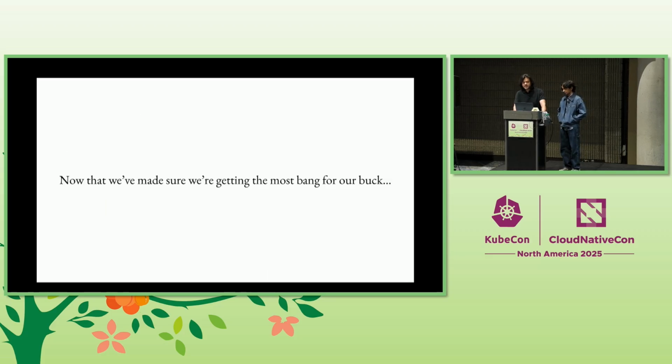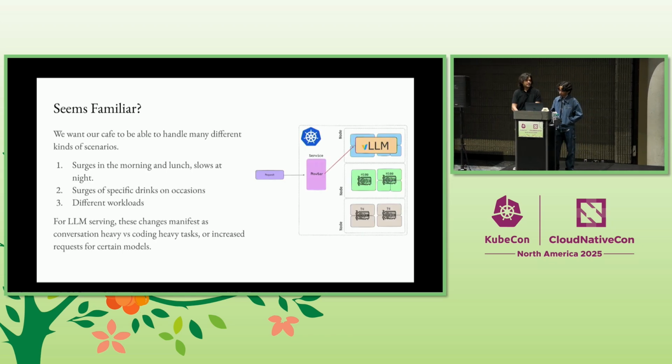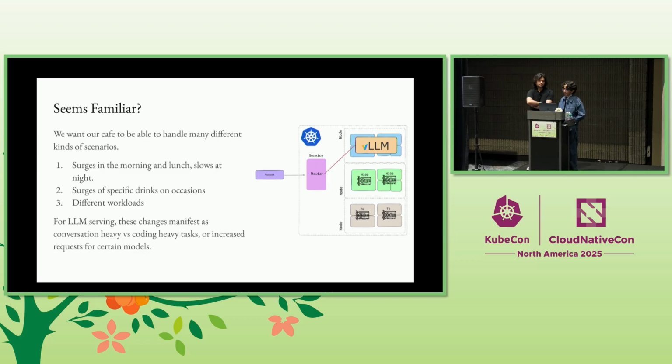So now that we've made sure we're getting the most bang for our buck, how do we actually scale this out? Since we want our cafe to be able to handle many different kinds of scenarios, there might be certain problems that we run into if we're only serving a single instance. We might have surges in the morning and at lunch, and slowdowns at night. We can also have surges of specific kinds of drink requests on certain occasions, for example, an increased number of pumpkin spice lattes during October.